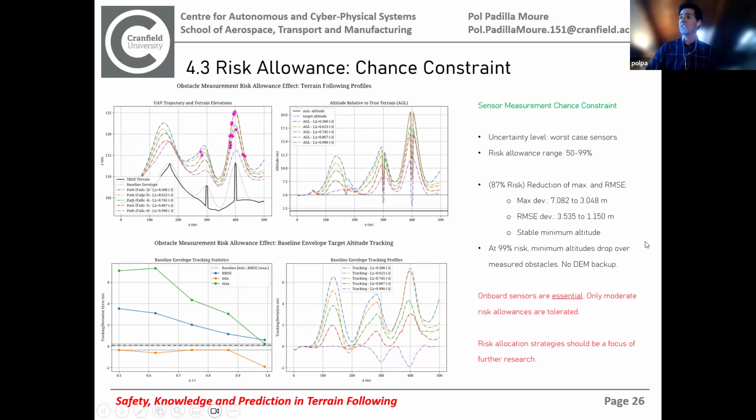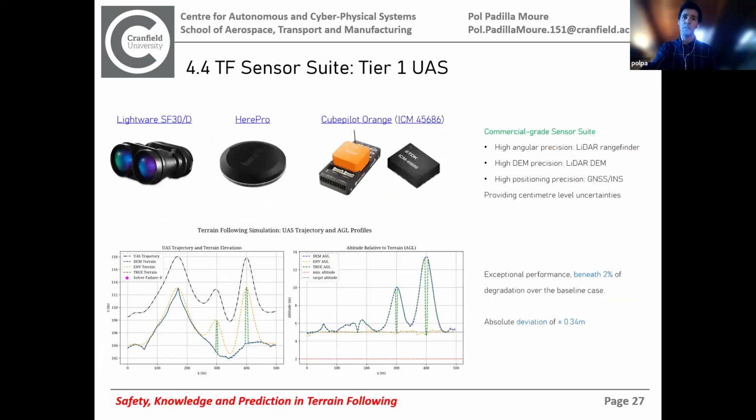So we see here the criticality of the sensors that are our fallback information source, and we can just apply a little bit of risk allowance to improve the performance, but just moderately, while we can completely disregard the DEM if we want to improve performance, but the best is only achieved with the combination of the two data sources.